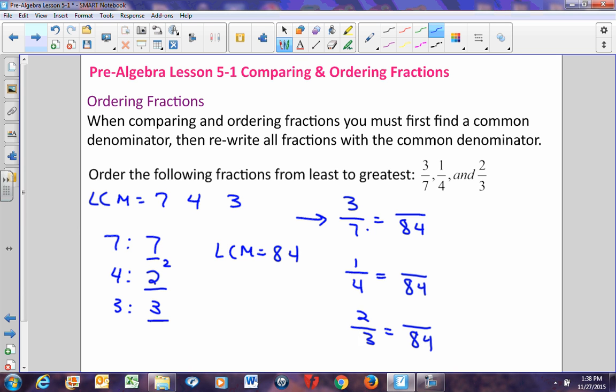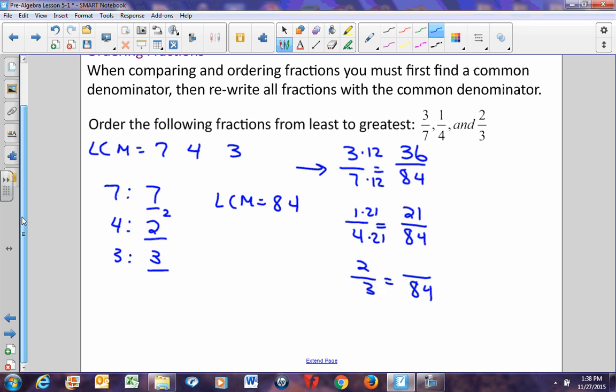So I have to multiply the denominator by 12, so I have to multiply the numerator times 12, and 3 times 12 is 36. For 1/4, I have the 4, which is the 2 squared. I need the 7 and the 3, which is 21. So I'll multiply the bottom by 21 and the top by 21, and I'll get 21 over 84.